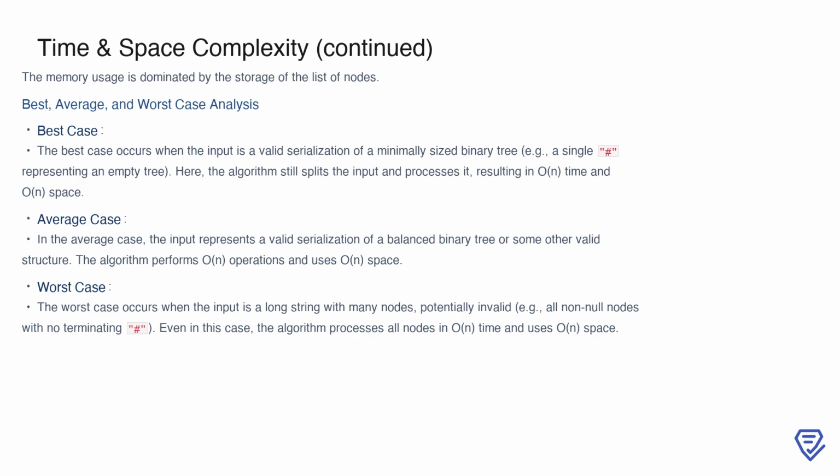Looking at the algorithm's behavior under different scenarios, the best case occurs when the input represents a minimal binary tree, such as a single # for an empty tree. Even in this case, the algorithm splits the input and processes it, resulting in O(n) time and O(n) space. In the average case, where the input represents a balanced binary tree or another valid structure, the algorithm still performs O(n) operations and uses O(n) space.